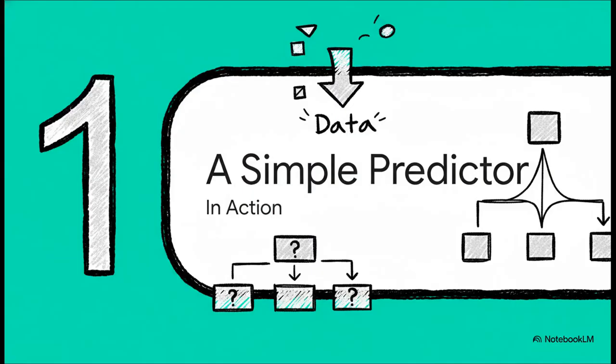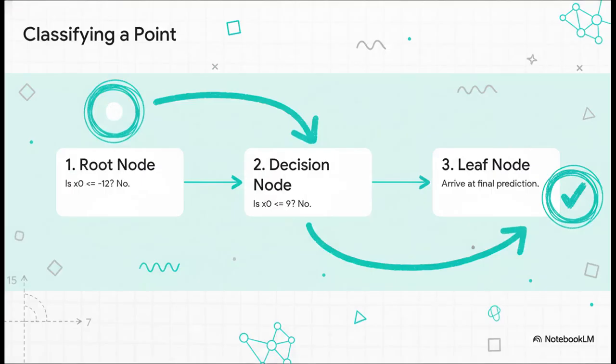The best way to get a feel for a decision tree is to just see one do its thing. So before we get into the nitty-gritty of how it learns, let's watch a fully trained tree make a call. We're going to see the destination first, and then we'll explore the journey of how it got there. All right, let's send a new piece of data down the path.